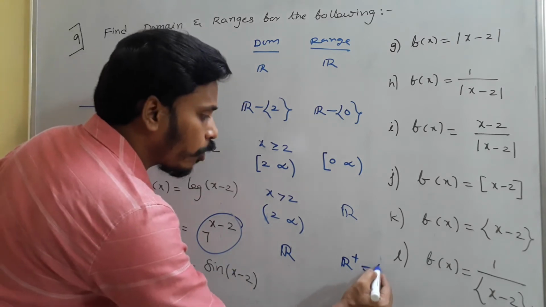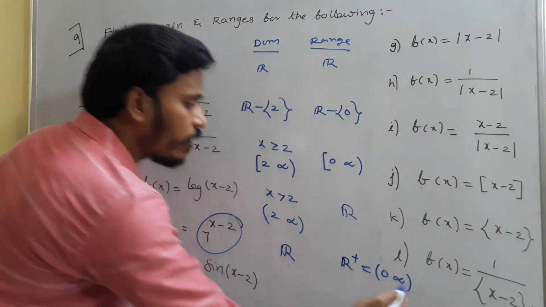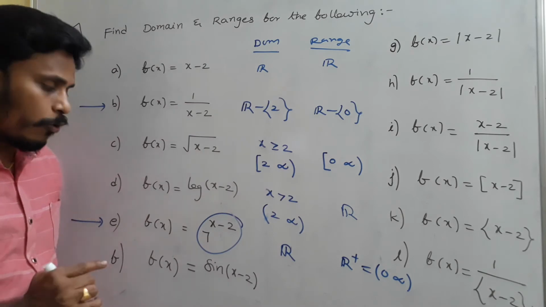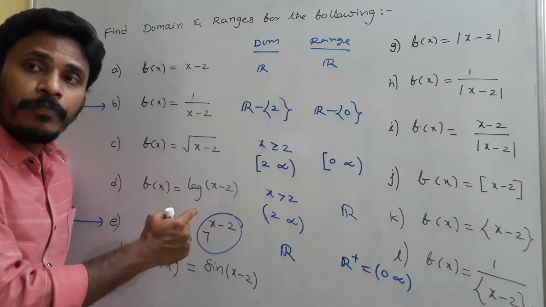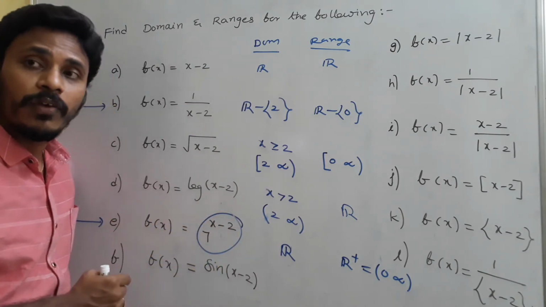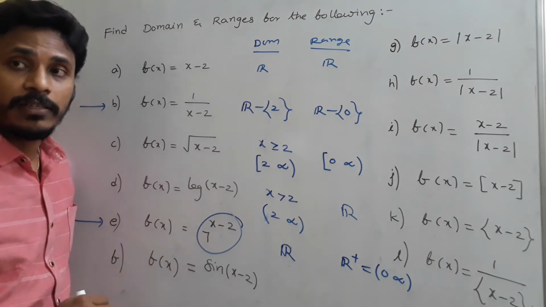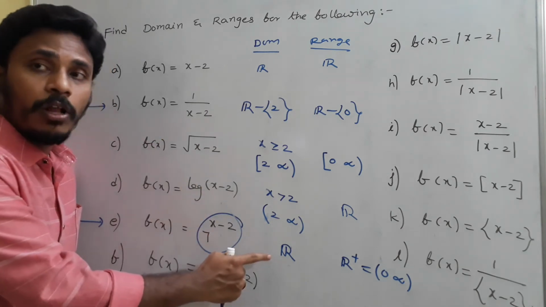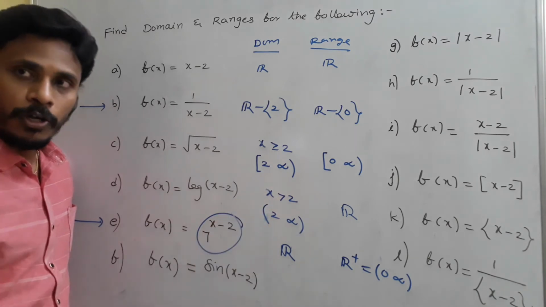And you may write positive real numbers as the open interval 0 to infinity. You just think about it: do you get 0 for this by taking any value in the place of x? No, we have no such chance. And that's why the domain is all real values, and the range is all positive reals.